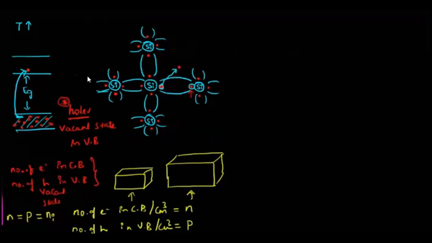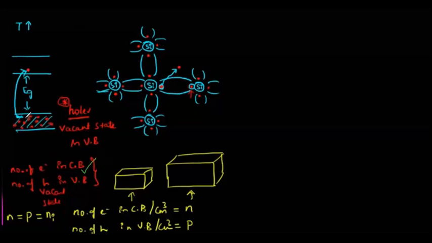So I can say that the electrons start moving from the valence band to the conduction band because they get enough energy to overcome the energy gap, right? So we will have free electrons in the conduction band.